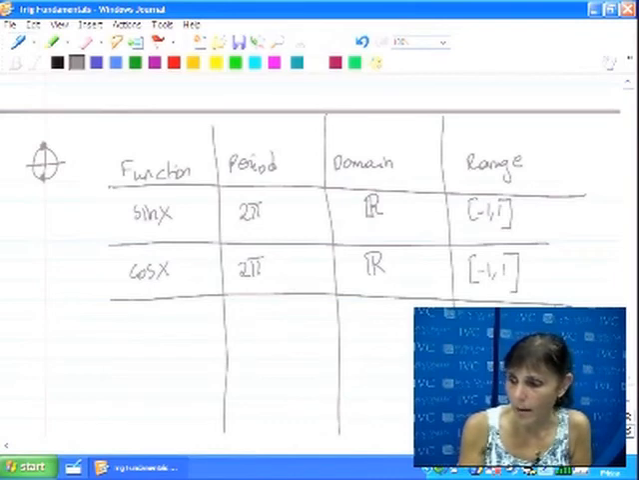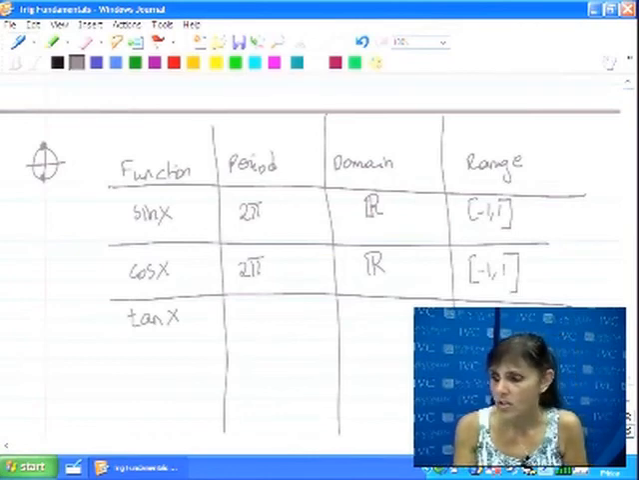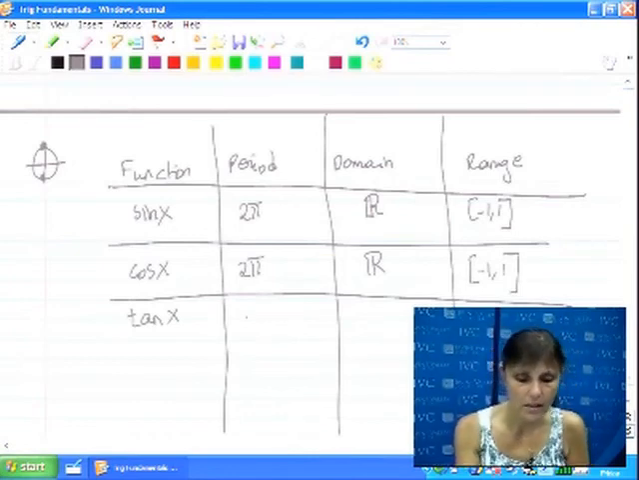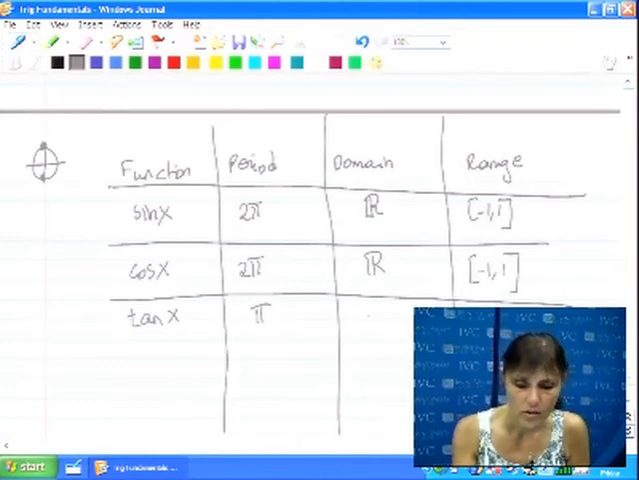Now let's think about tangent. The tangent, we just talked about this. This has a period of pi. Everything is fine, but remember how at pi over 2, you're dividing by 0. So I can have everything but pi over 2.